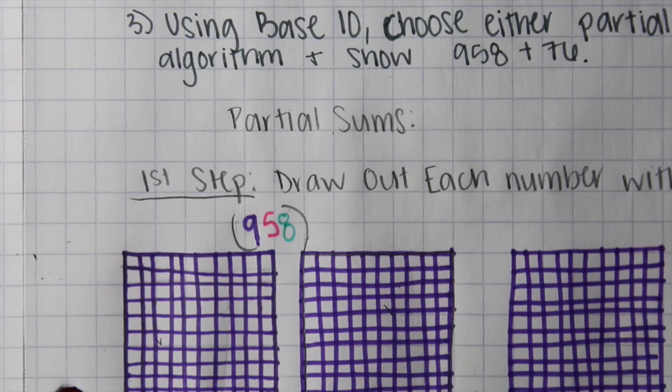So now we're moving on to question 3 of our AMT, which is using base 10, choose either partial sums or standard algorithm and show 958 plus 76. I chose to do partial sums, so as always I went ahead and color-coded my first number, which was 958.